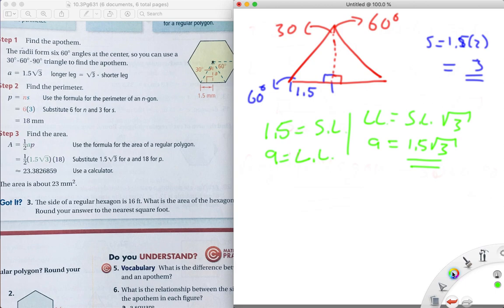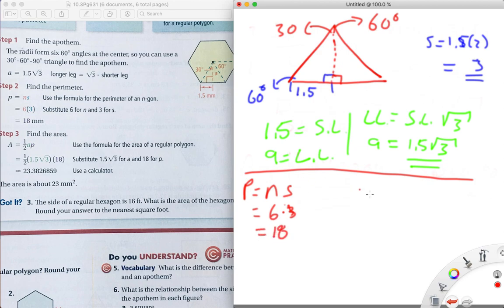I also know that I'm dealing with a hexagon, so I know that the perimeter is going to be equal to the number of sides times the side itself. Well, I know that the side is 3. And I know that this is a hexagon, so there are 6 sides. So it's going to be 6 times 3, which gives me 18. So the perimeter is 18. The apothem is 1.5 times the square root of 3.